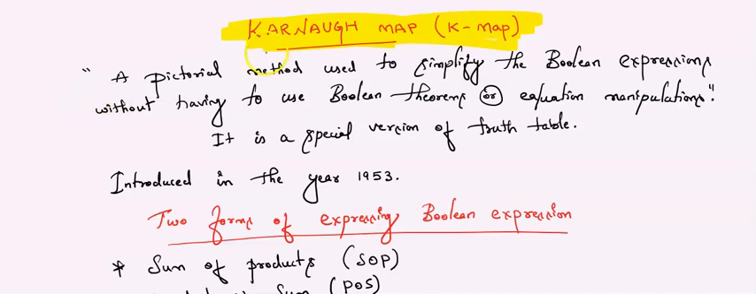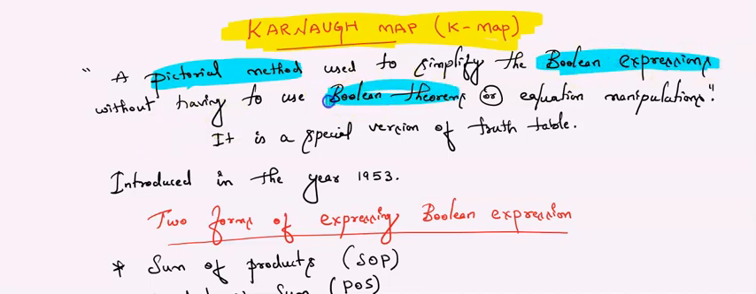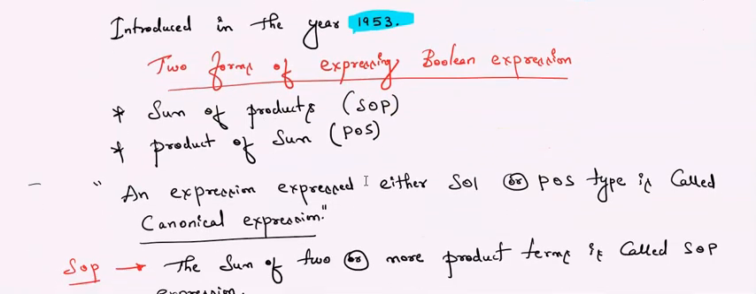As you can see here, what is Kmap? A pictorial method used to simplify Boolean expressions without having to use Boolean theorems or equation manipulations is called a Kmap. By using a pictorial method, we are going to simplify the Boolean expression. Here we are using the pictorial method to simplify Boolean expressions without using the Boolean theorems or equations. It is a special version of the truth table. It was introduced in the year 1953. Is this clear? So this is the definition of Kmap and the year in which it started.